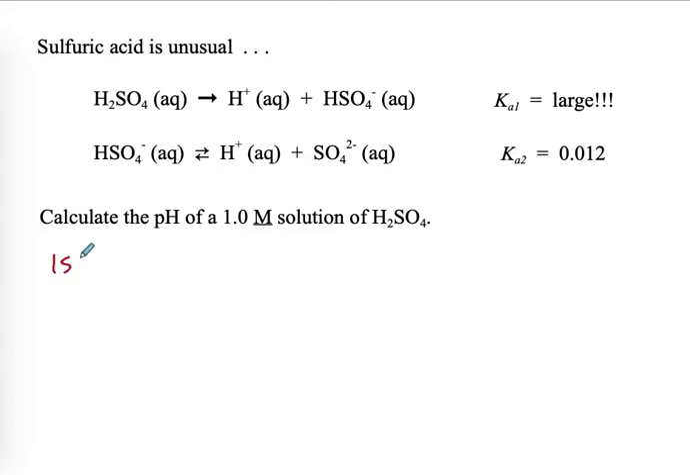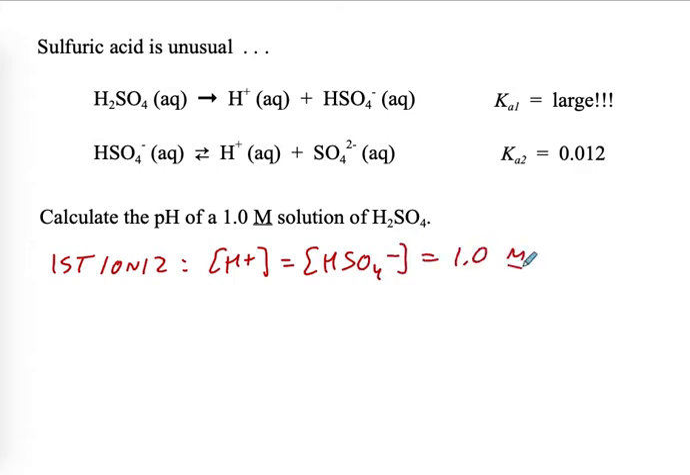Well, from the first ionization, which we assume goes to completion, the hydrogen ion concentration equals the equilibrium concentration of the hydrogen sulfate ion, which is equal to 1.0 molar, and that's because the equilibrium concentration of sulfuric acid is equal to 0. Remember, it's a strong acid, so it's completely ionized.